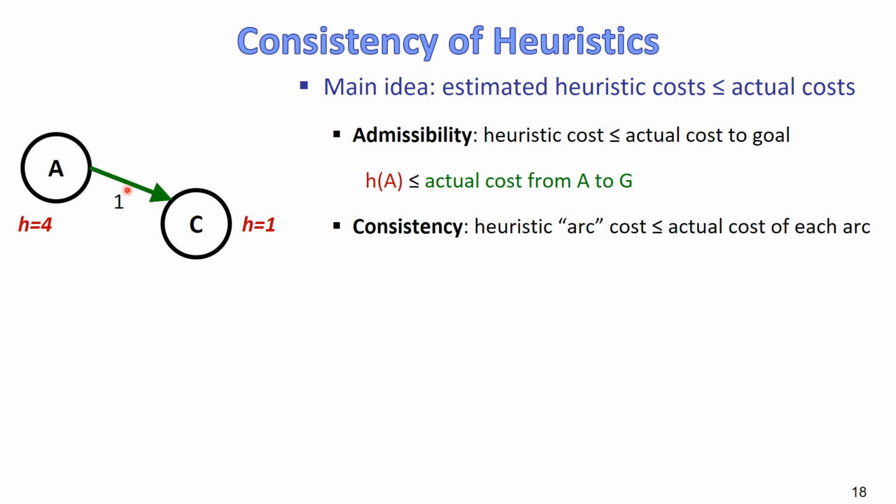It's similar to admissibility, but it's applied on every edge instead of every state. It's more restrictive. On every edge, the estimation has to be less than or equal to the actual cost of that edge. So in a formula, H of A minus H of C, which is the estimated cost going from A to C, should be less than or equal to the actual cost from A to C, which is the actual cost of that step or that edge. So to make this consistent, this has to be two or one. Both will work. So that's the condition for consistency.